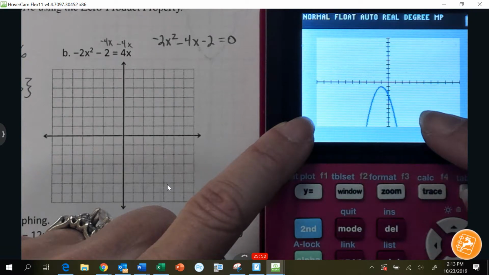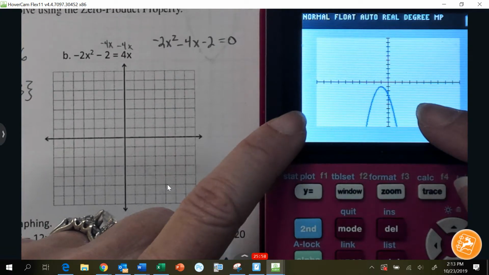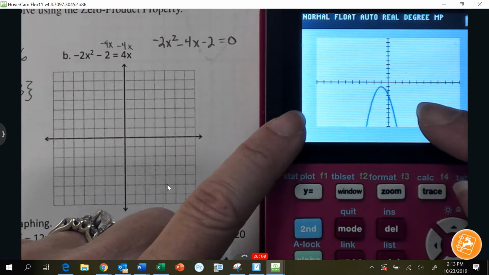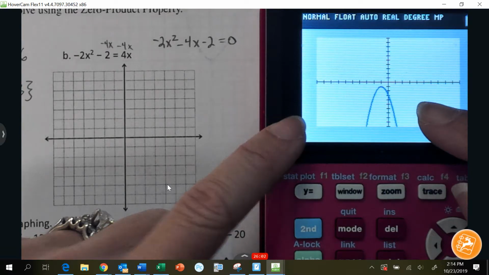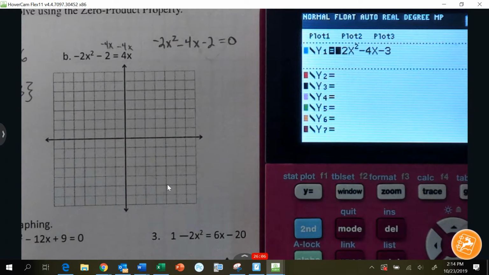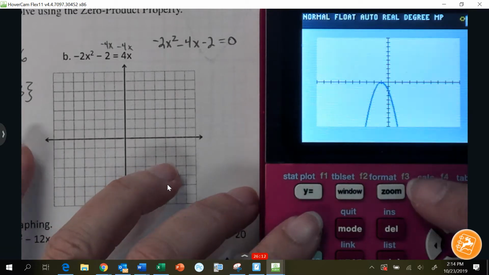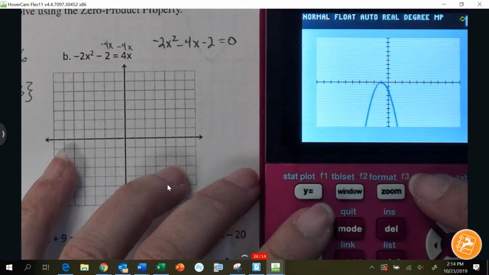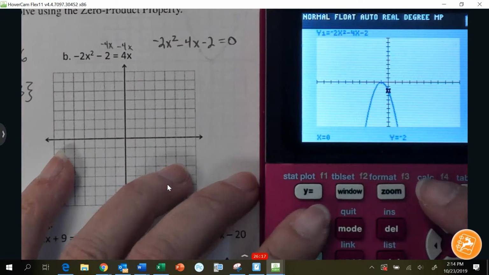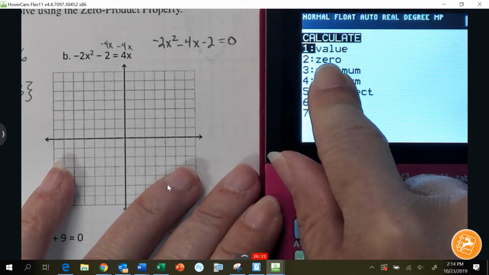Martin, what would be my solution if you're asked to solve this? What would be your solution? X equals 0. Wait, no. It would be no solution. But there is a solution. Let me go back to the original question. So to get the solution, you use second trace, 0. That is how you find the x-intercepts.